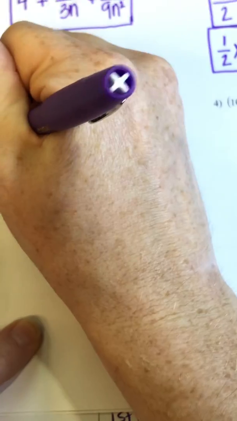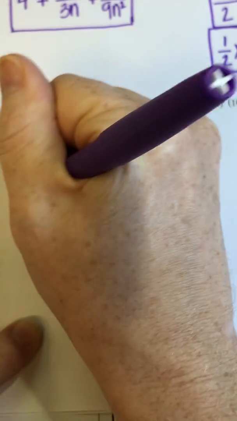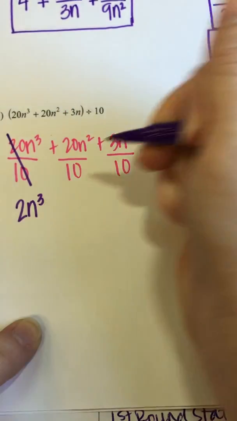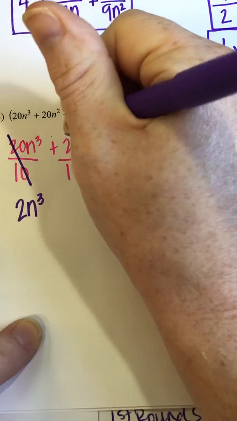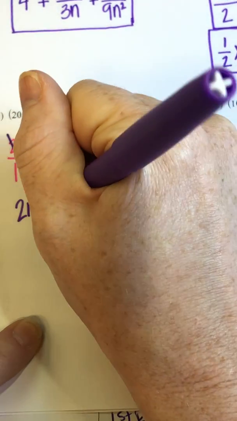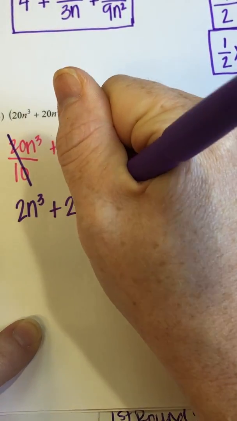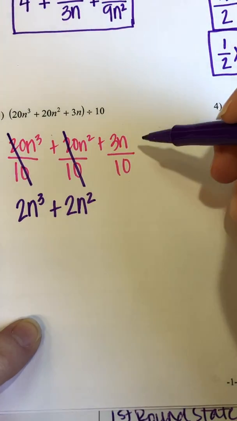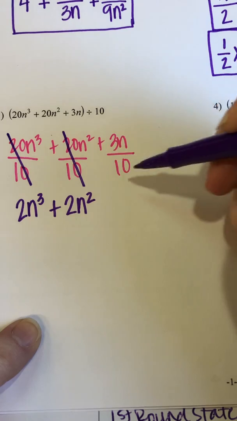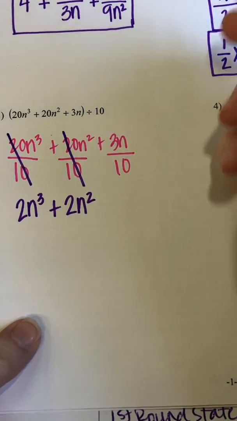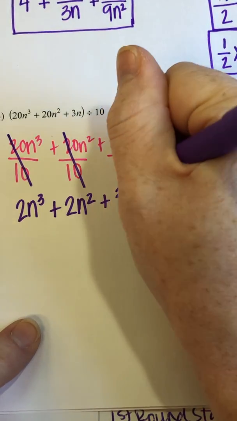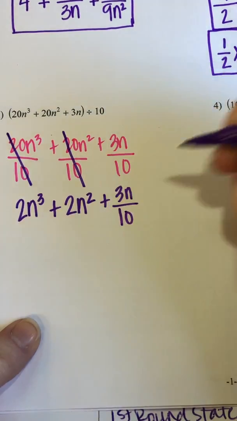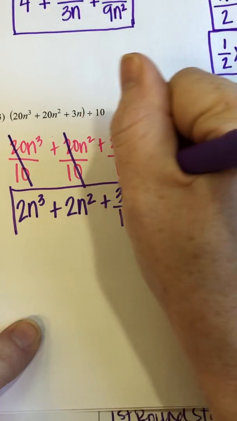What is 20 divided by 10? 2. So that becomes 2n cubed. 20 divided by 10 again is another 2. So that's 2n squared. And then what about this? 3n over 10. Does anything reduce? No. It's exactly the same. And I'm going to leave it just like that.